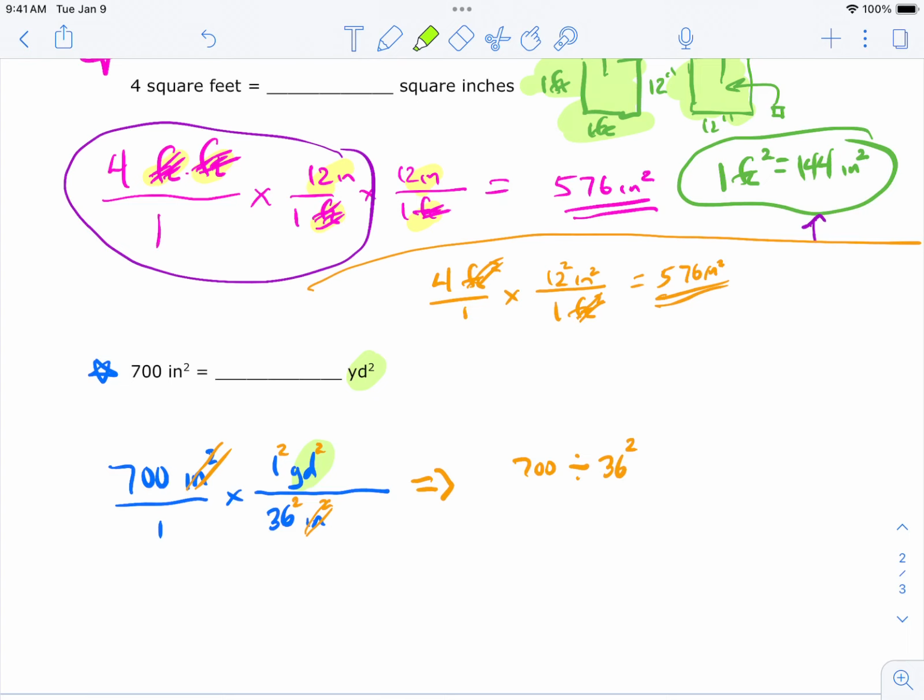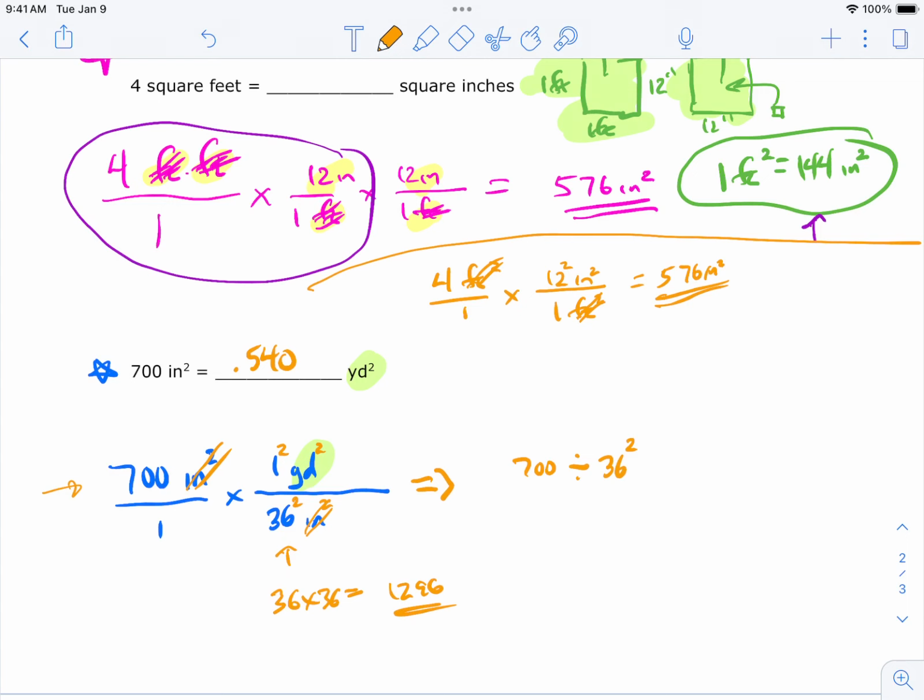It's not even 1. It's 0.540-ish. Let's use a real pen. It's 0.540-ish square yards, because a whole square yard would have to have 36 times 36. What is that number, just out of curiosity? 36 times 36, boom, 1296. An entire square yard would have 1296 square inches. We've only got 700, so it's less than 1. Turns out it's 0.54.